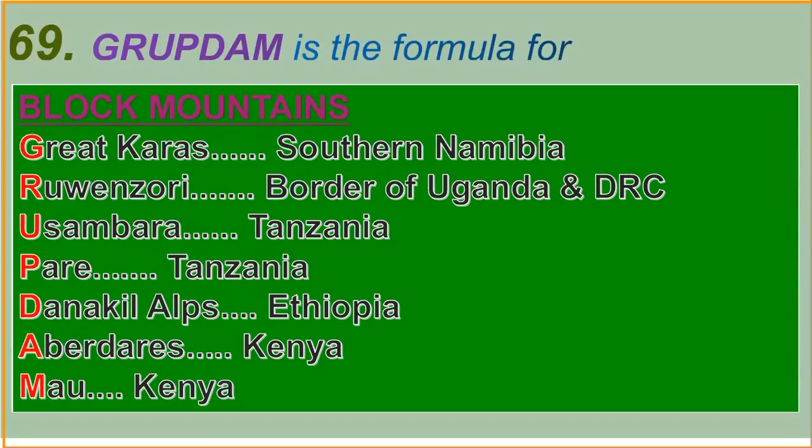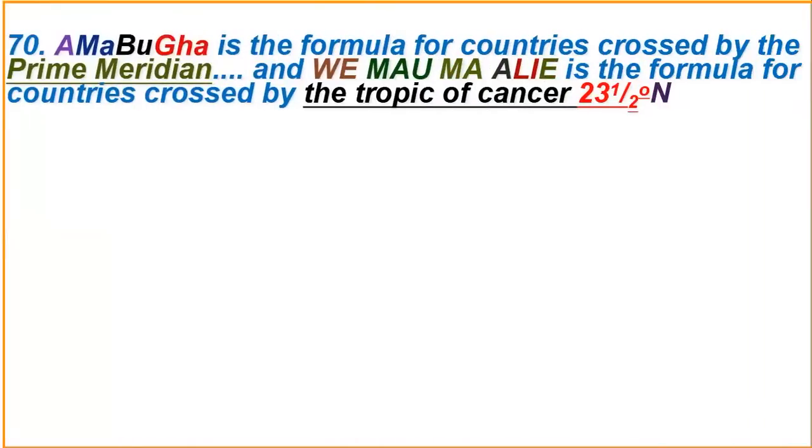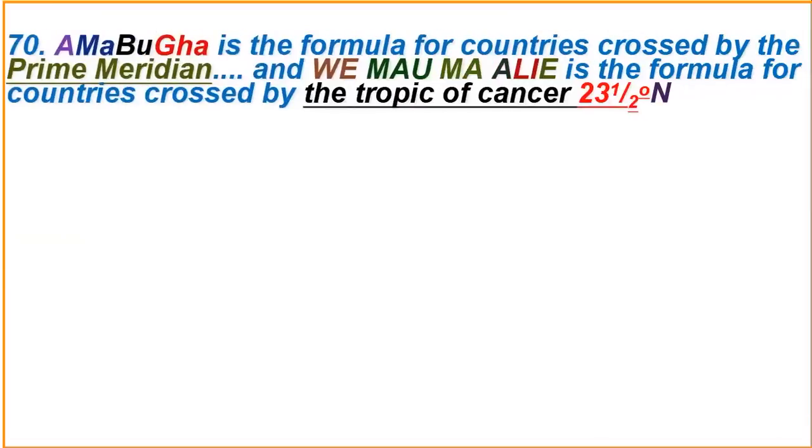Number 70. AMABUGA is the formula for countries crossed by the prime meridian. A from the top, from the northern side, going down. A for Algeria, then Mali, then Burkina Faso, then Ghana. These are the countries that are crossed by the prime meridian.